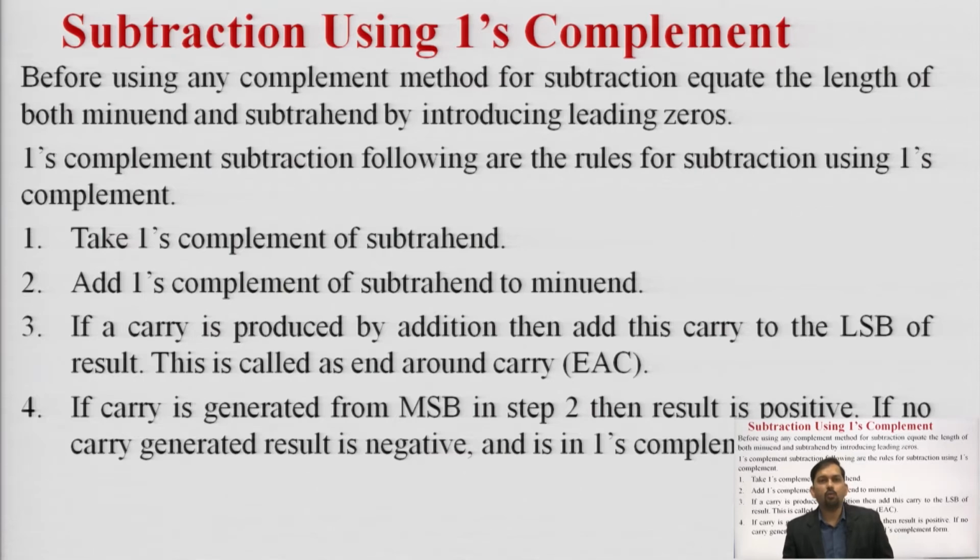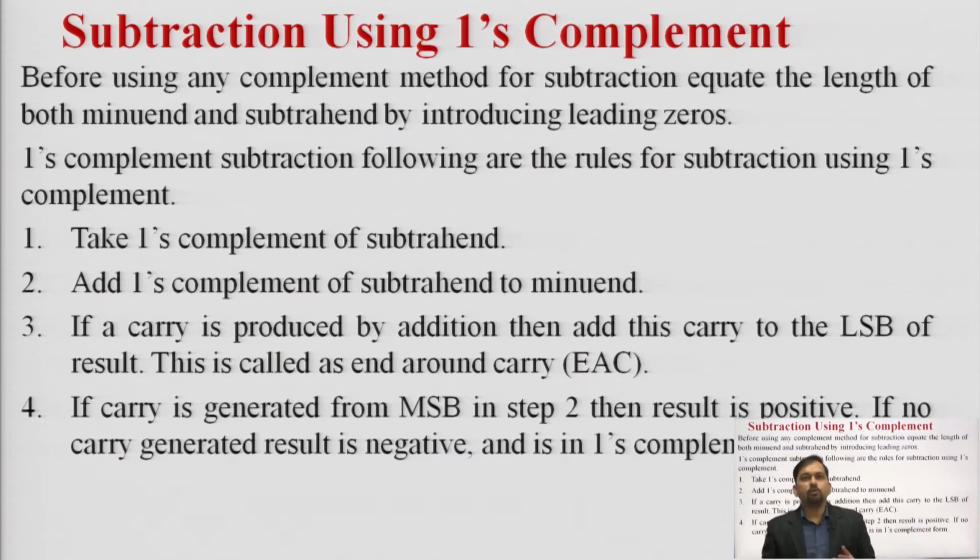Now we will see how we can perform the subtraction using 1's complement form, and after that we will see the 2's complement method also. Previously, if we wanted to subtract two binary numbers, we could directly find the result, right? But now using 1's complement, we will see how the subtraction takes place. So this is the method for subtracting two numbers of equal length. One is a minuend, one is a subtrahend.